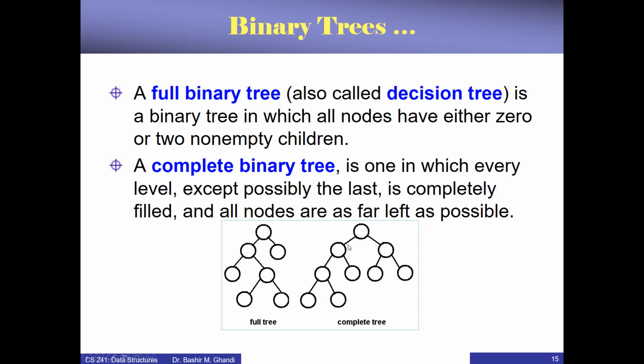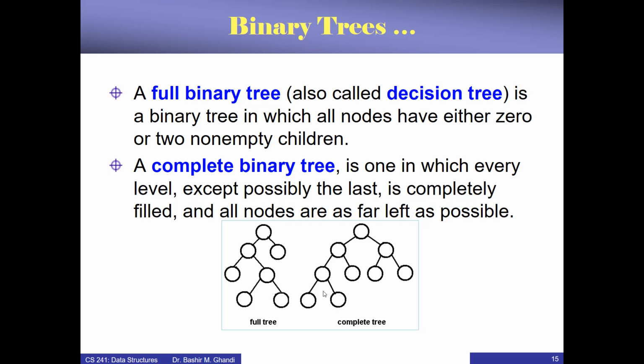As you can see in this example, this is an example of a complete tree. Level 1 is full, level 2 is full, level 3 is full, but level 4 is not full. However, the nodes that are there, they are as far left as possible. If this is the case, then the tree is said to be a complete tree.